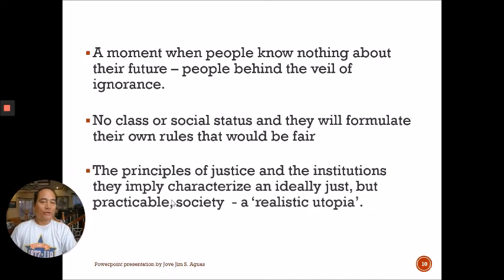So the principles of justice and the institutions they imply characterize an ideally just but practicable society, a realistic utopia, what I mentioned a little earlier as a realistic ideal. It's an ideal society, but not so ideal that it cannot be achieved. People have this idea of utopia as an ideal state that can never be achieved, but Rawls was talking of a realistic utopia.